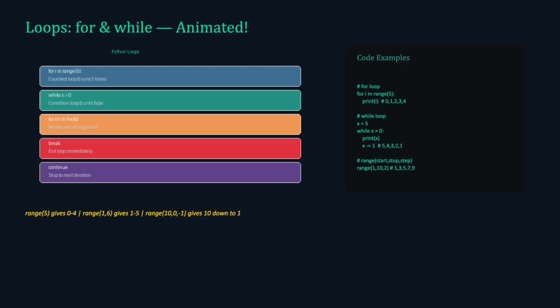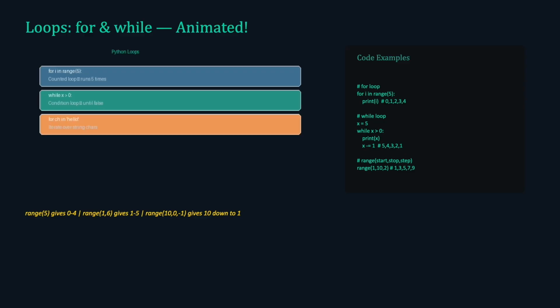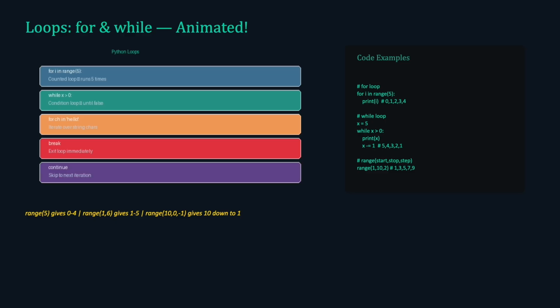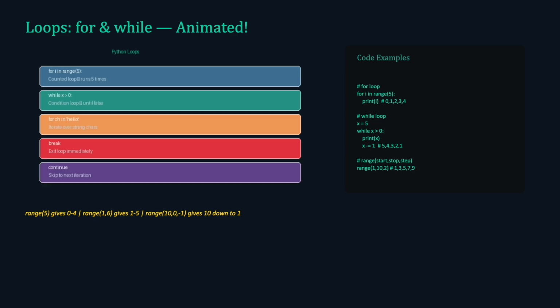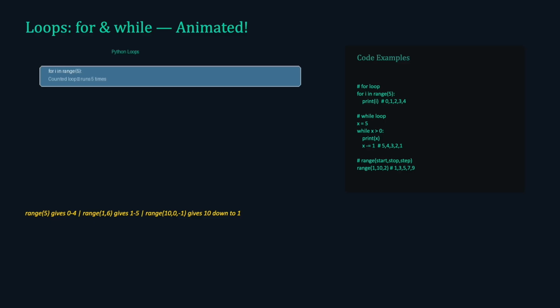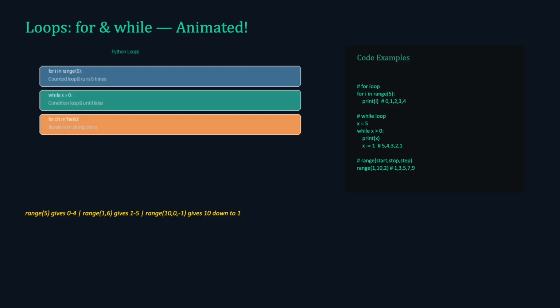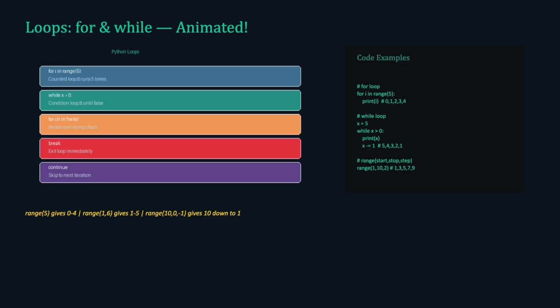Two types of loop. The for loop is counted repetition. for i in range(5) runs 5 times with i going 0 through 4. The while loop runs as long as a condition is true. Careful. If the condition never becomes false, you get an infinite loop.